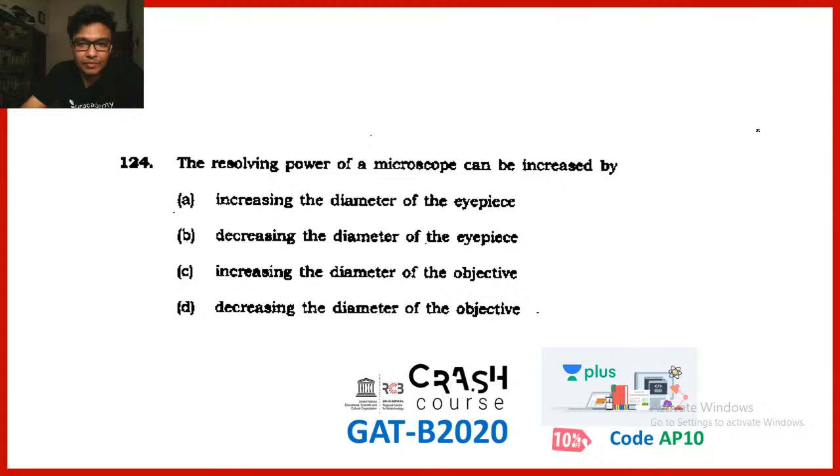Understood, guys? Now let's look at the time. It's almost 30 minutes, so I have to finish the class, but anyway we'll try to practice as much as possible. The resolving power of the microscope can be increased by which of the following? Read these: increasing the diameter of the eyepiece, decreasing the diameter of the eyepiece, increasing the diameter of the objective lens, decreasing the diameter of the objective.